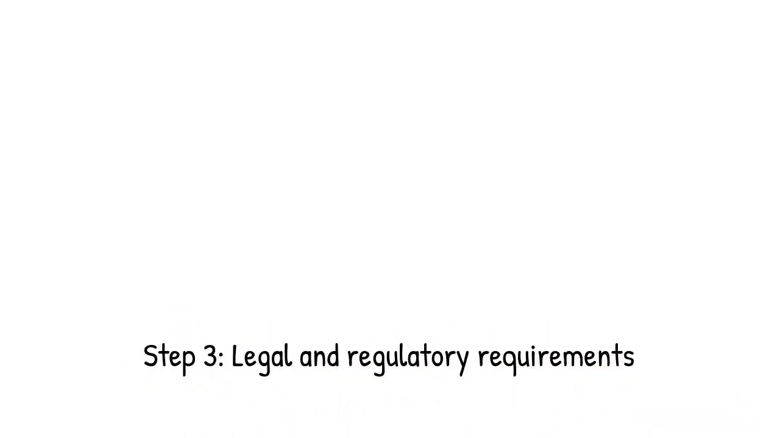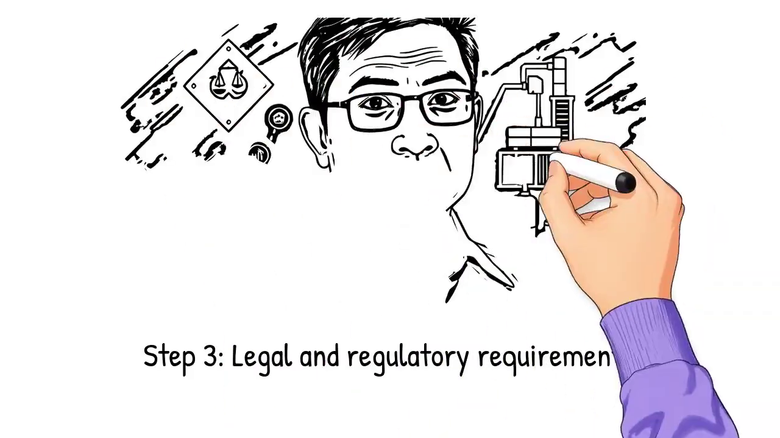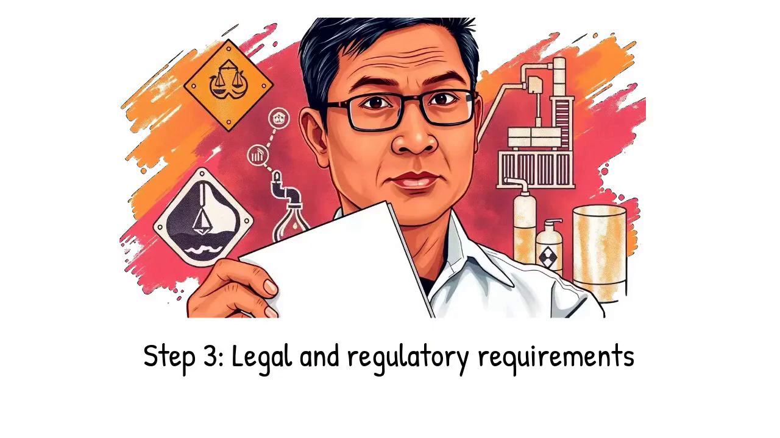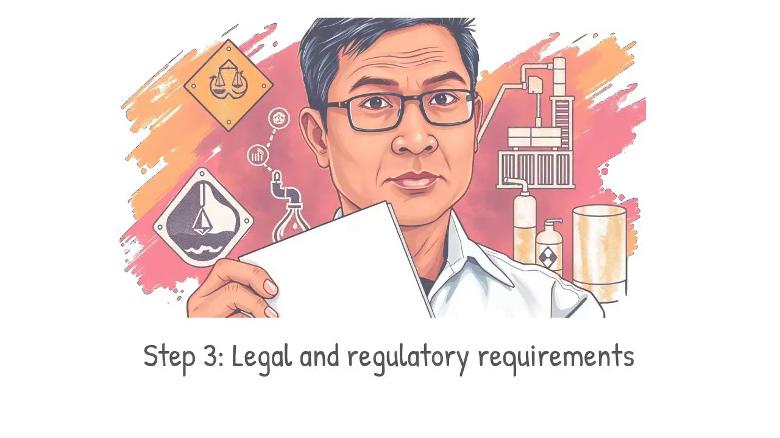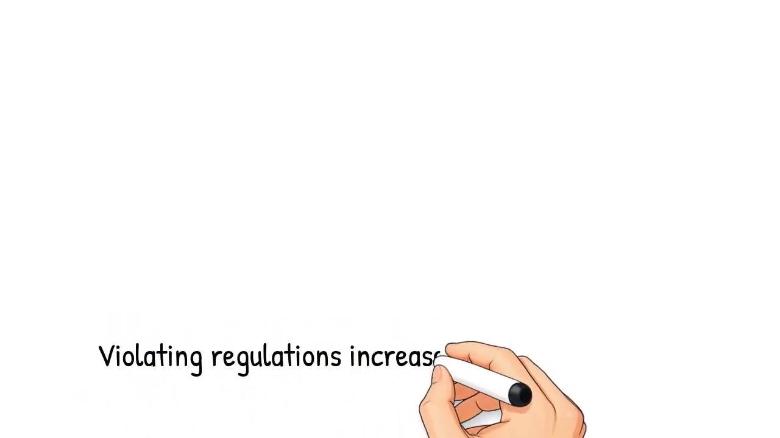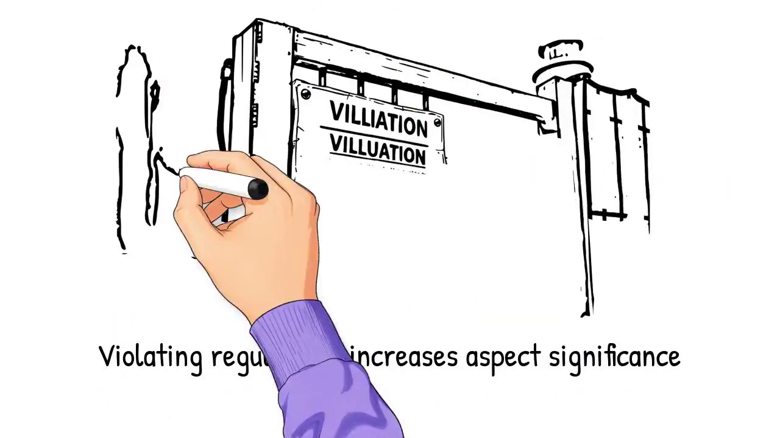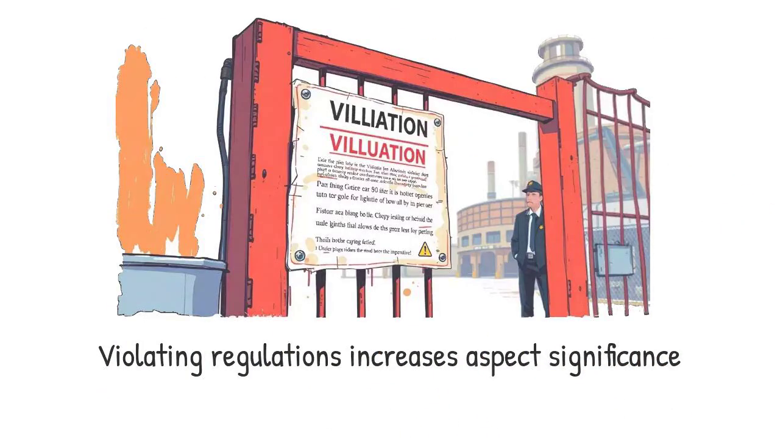The third step is legal and regulatory requirements. If an aspect is controlled by law, it automatically becomes important. For example, hazardous waste disposal, air emissions, wastewater discharge, and chemical storage all have strict legal requirements. If your aspect violates any regulation, its significance increases immediately.